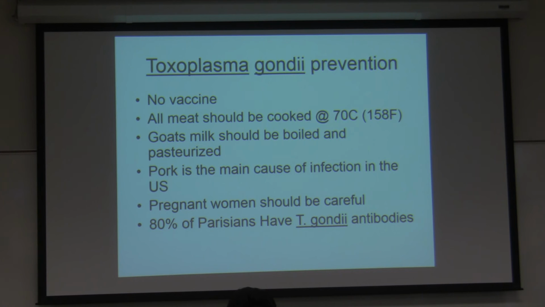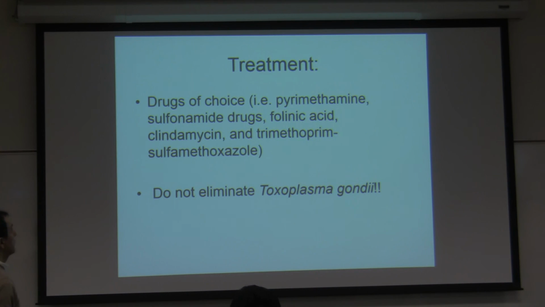Okay, pregnant women should be careful. 80% of Parisians, people who live in Paris, 80% of them have Toxoplasma gondii antibodies. And they do not all have cats in Paris. It's not all Parisians have cats. It is pork they're referring to. They get them, most of them. I don't know, out of that 80%, how many percent are getting it from pork. And there are several studies that support that in the United States and, of course, outside of the United States.